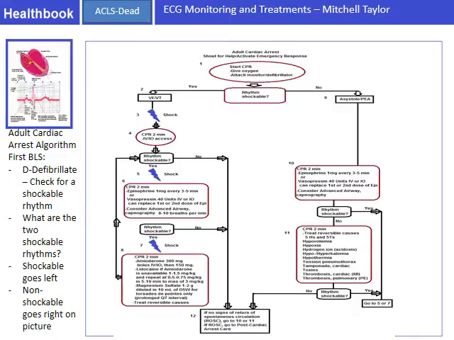So here, this is the algorithm that shows, so we're doing CPR, getting the patient on an oxygen monitored defibrillator, and checking for a shockable rhythm. We've done that. If it shows VFib or VTach, we'll shock. If it shows asystole or any other rhythm at all, PEA or pulseless electrical activity, then we'll go down those ways. So we'll look at these on here. You can look at the algorithm here for a little bit.